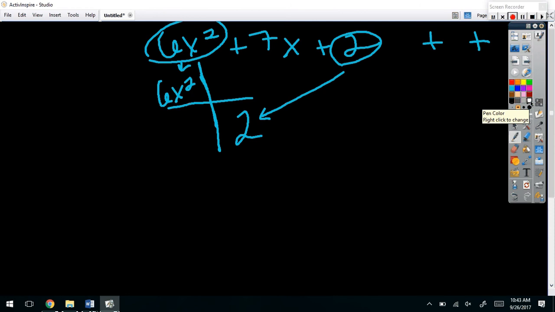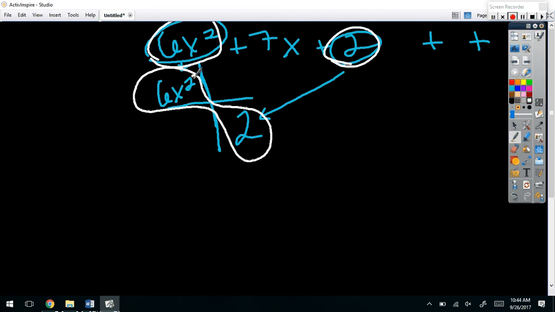Now, these steps are written on your sheet, okay? Don't forget. And you can follow along as we go, all right? So here's what I want to do. My first thing to do once I get my box set up is I'm going to multiply these two things together. So what is 6x squared times 2?